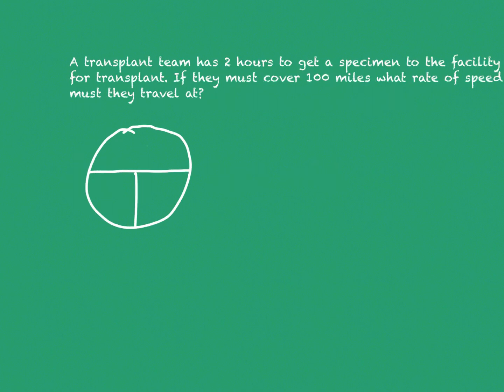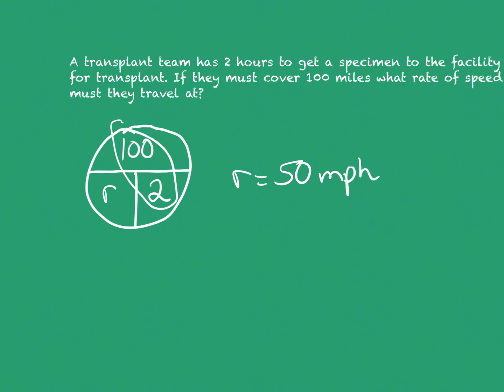What if we know a transplant team has 2 hours to get a specimen to the facility for transport? They must cover 100 miles. What rate of speed must they travel at? Keep in mind, distance goes on the top of the circle, rate, and then time, 2 hours. We have one number on top of the division line, one number on bottom, which means these two are divided, and they must travel 50 miles per hour.